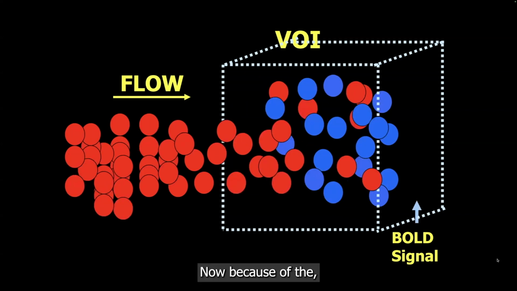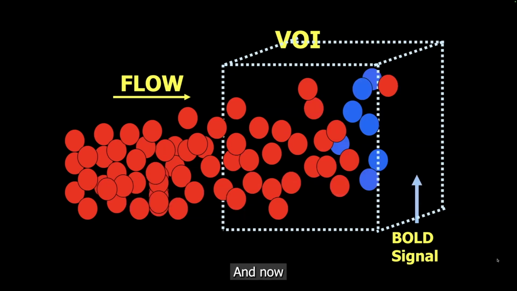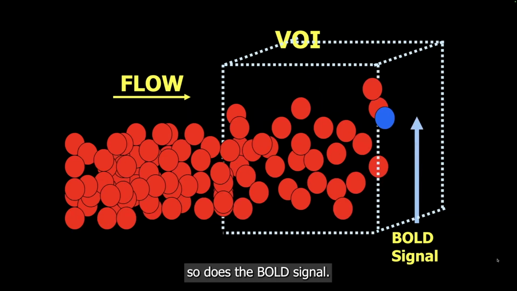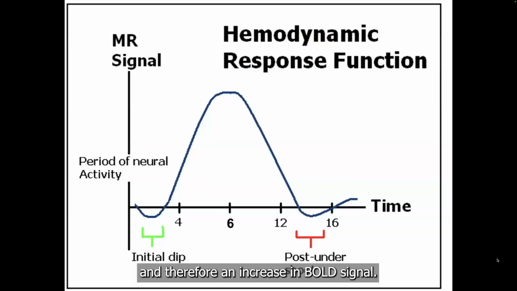Now, because of the imbalance between deoxy and oxyhemoglobin, oxygenated blood begins to flow in. So neurons are firing, oxygenated blood goes up, and now so does the BOLD signal. And what we can measure then is that in areas where there's heightened neural firing, there should be this response, and therefore an increase in BOLD signal.